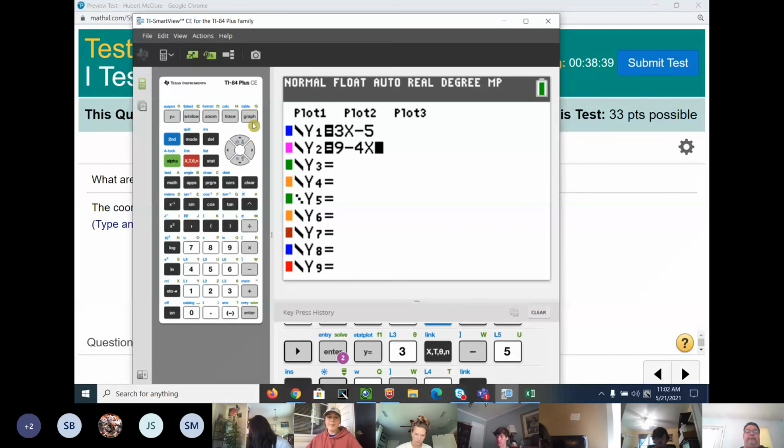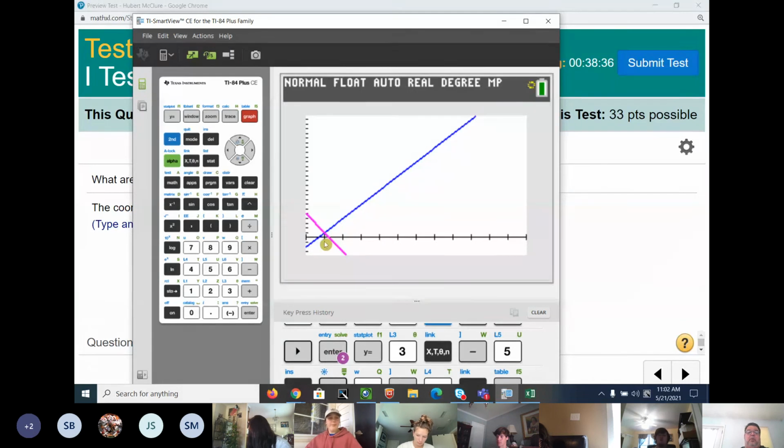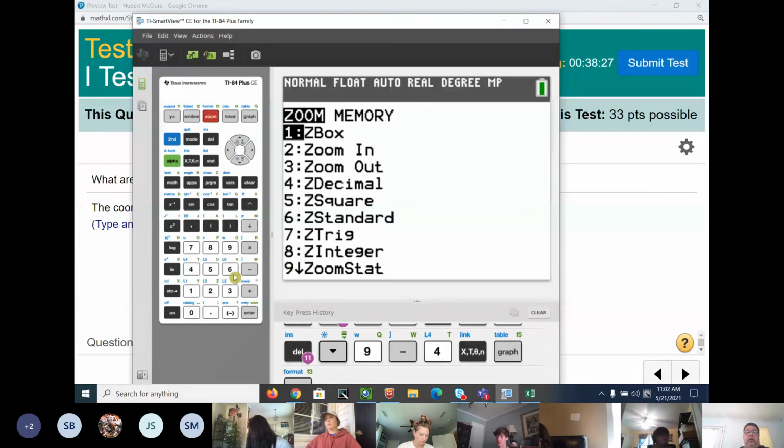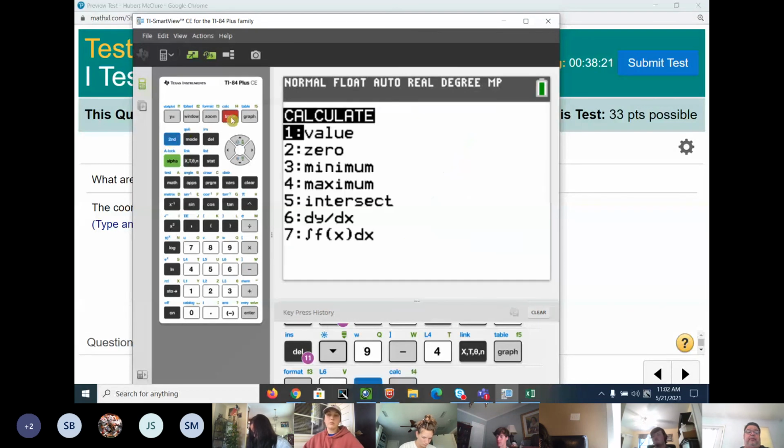And graph. And there it is. And let's do a zoom standard, 6. And let's do a second trace, intersect.